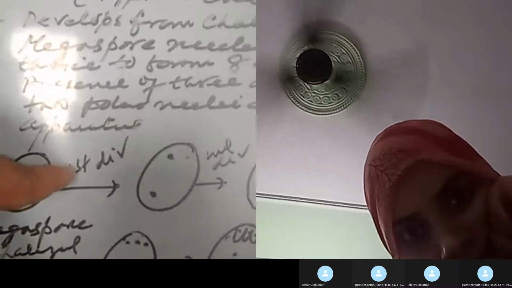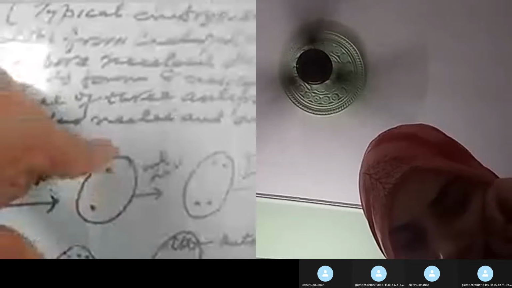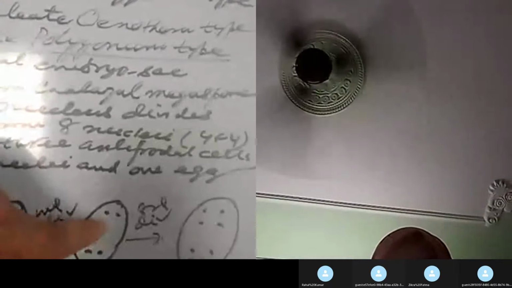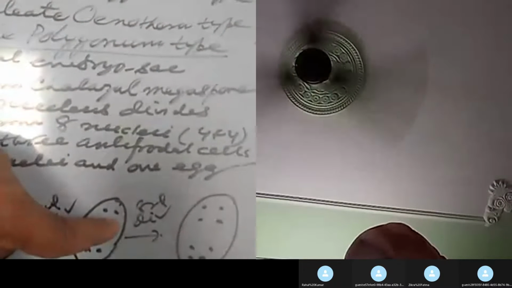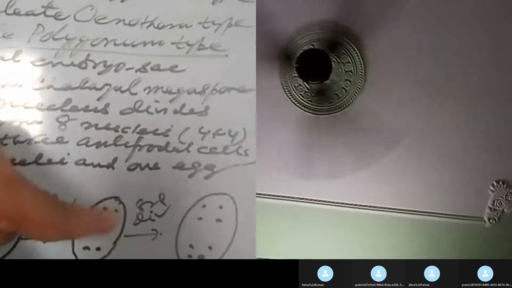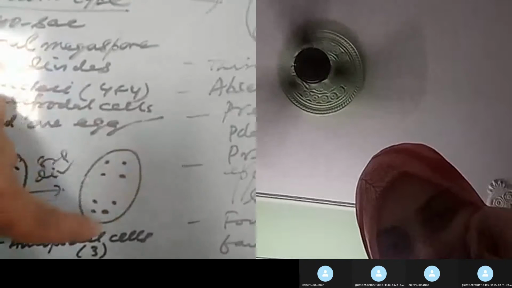The nucleus of this functional megaspore divides first to form 2 nuclei, one toward the chalazial side and one toward the micropylar side. Again, these 2 nuclei undergo the second division to form 2 nuclei on the chalazial side and 2 on the micropylar side. Again, these 4 nuclei undergo the third division to form 4 nuclei at the chalazial side and 4 at the micropylar side. Now 8 nuclei have been formed.